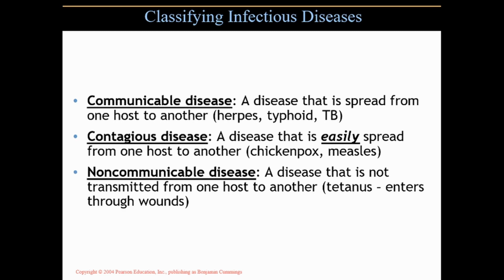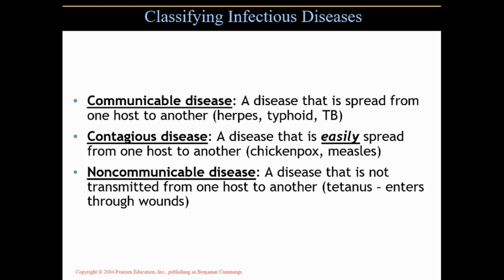A communicable and a contagious disease. What's the difference between them? They seem similar. Communicable: a disease that is spread from one host to another. So it can be spread into the community, like herpes or typhoid or tuberculosis. But it's not spread as easily as a contagious disease. A contagious disease is easily spread from one host to another, just through air droplets, for example. Chickenpox, measles, flu, COVID-19, those are contagious diseases, easily spread through airborne droplets that we release when we talk, speak, laugh, sing, whatever.